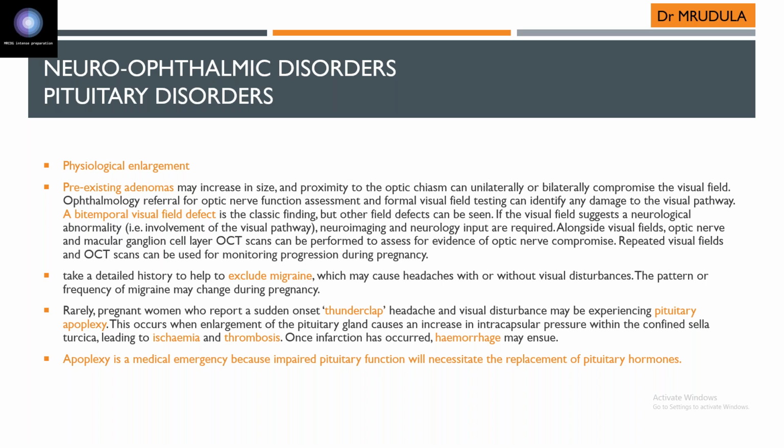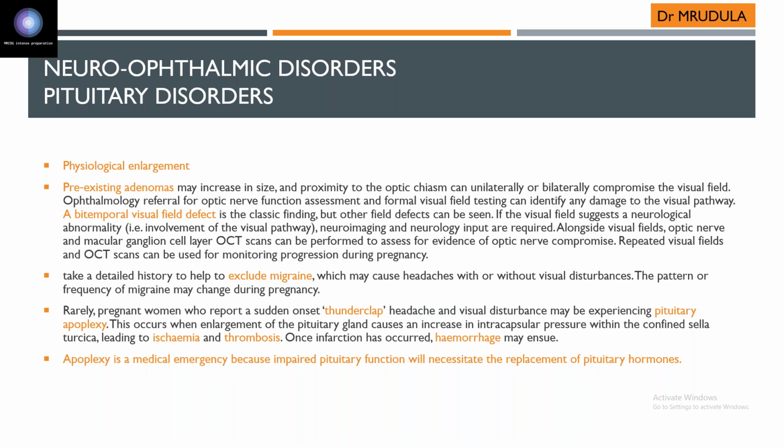Again, for these neuro-ophthalmic disorders, always take a detailed history. You should always exclude migraine because it may cause headaches with or without visual disturbances, and the frequency of migraine can change anytime during pregnancy. This is the most common cause that you should rule out first for any visual disturbances along with headache. Also, sometimes there will be a sudden onset of thunderclap headache or visual disturbances. Thunderclap headache plus visual disturbances can be a differential diagnosis for pituitary apoplexy.